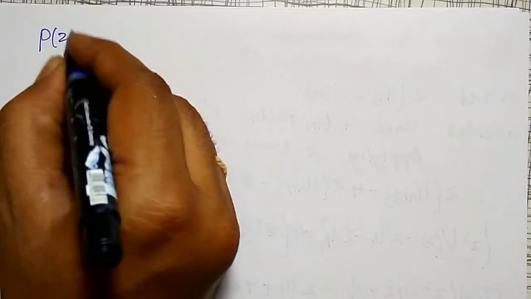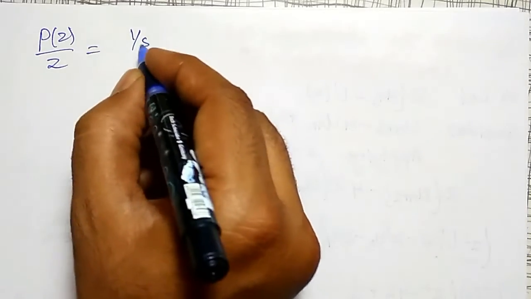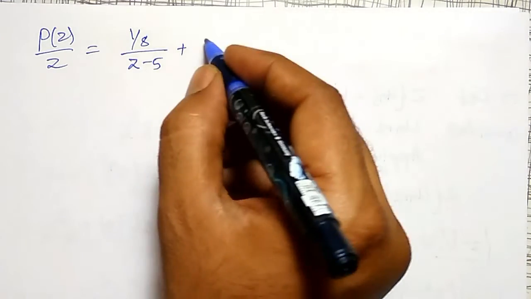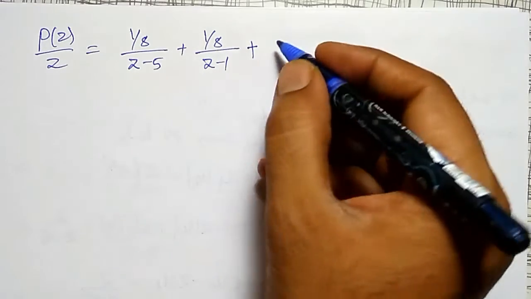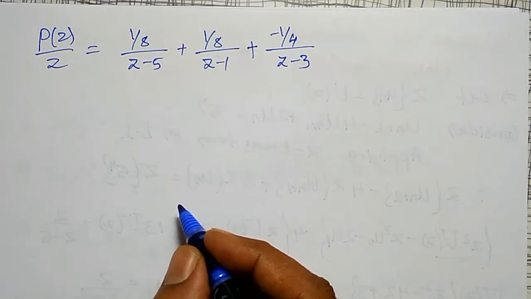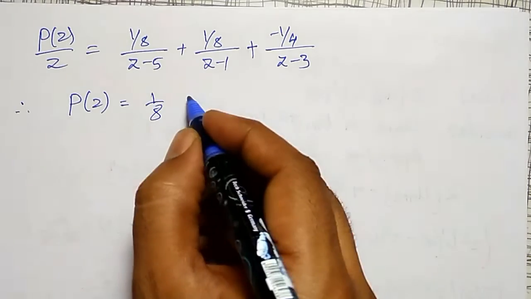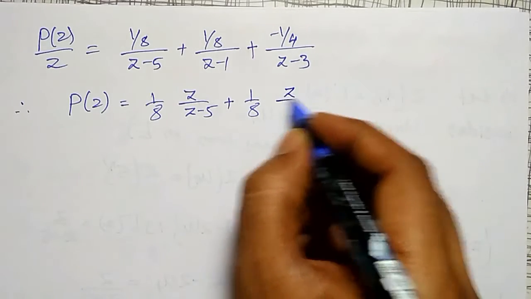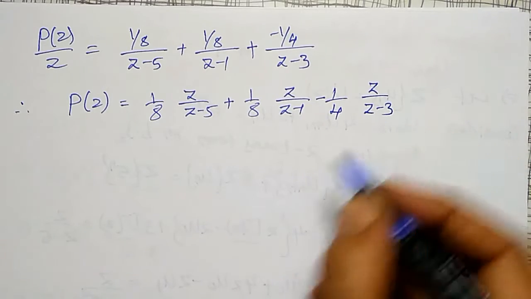Therefore, capital P of z divided by z is equal to a divided by z minus 5, a is nothing but 1 by 8, divided by z minus 5, plus b, b is also 1 by 8 divided by z minus 1, plus c, which is minus 1 by 4 divided by z minus 3. Now I can write P of z is equal to 1 by 8 times z divided by z minus 5 plus 1 by 8 times z divided by z minus 1 minus 1 by 4 times z divided by z minus 3.